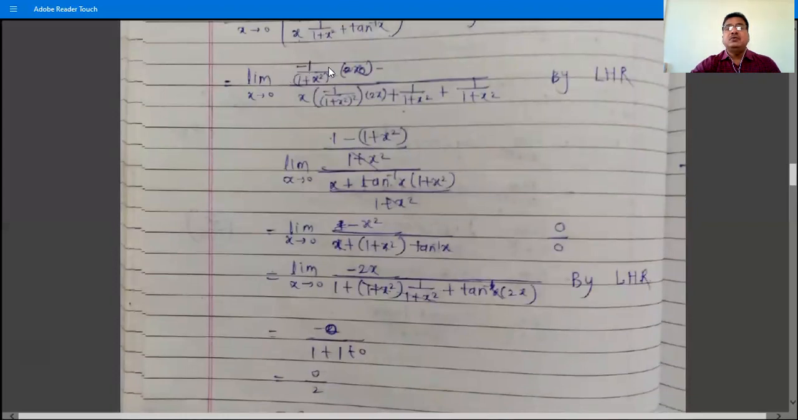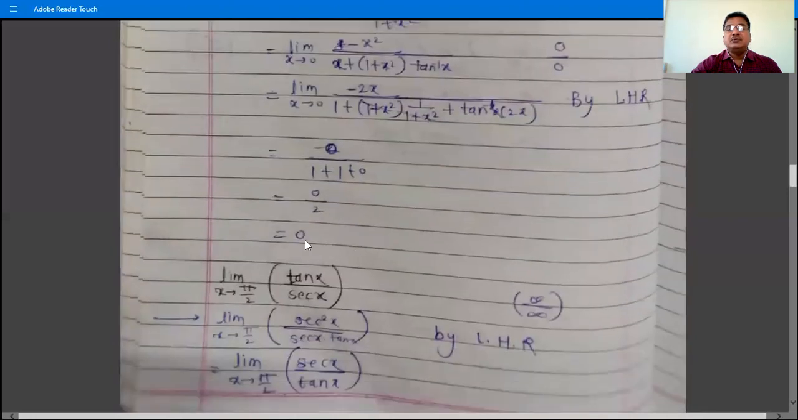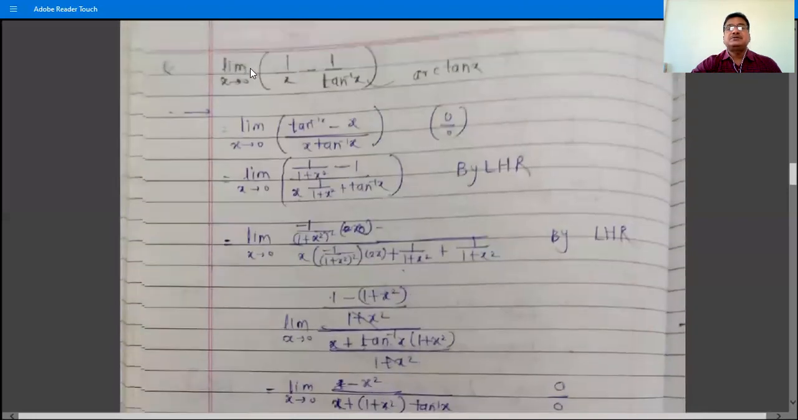So we have 2 minus 2x means minus 2, 0 divided by this 1 means 0. The value of this quantity is 0, plus this quantity is 1, plus this quantity 1, if you substitute x as 0. So 0 divided by 0 plus 1 plus 1, that is 0 by 2, answer is 0. So the answer of this problem is 0.